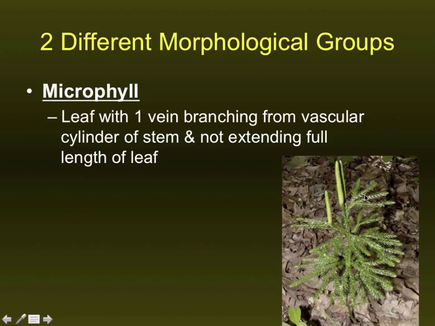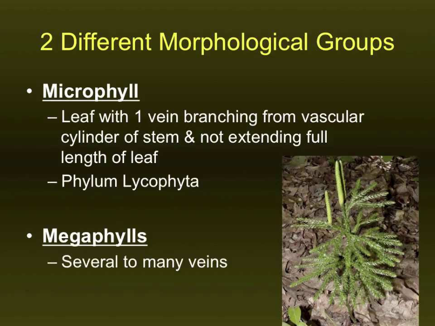They only have that single vein, and so they would be microphylls. Things in the phylum Lycophyta, which include the club mosses, would be mainly the ones that have microphylls. One of the first groups of organisms to have leaves of any kind.